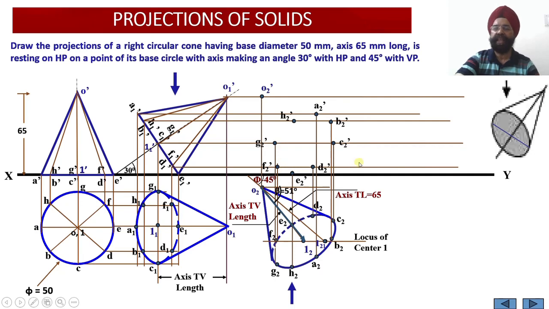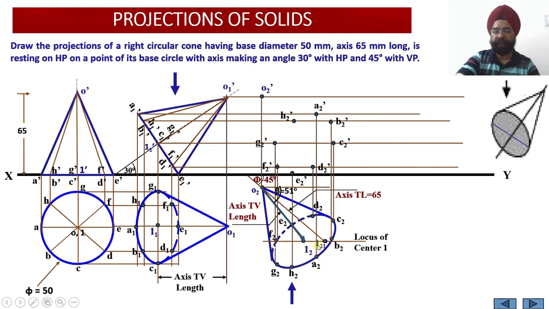Now the question arises: if you are looking from this side, please see, which points will be dotted and which points will be dark? Before we start working out those things, let us first work out the points.